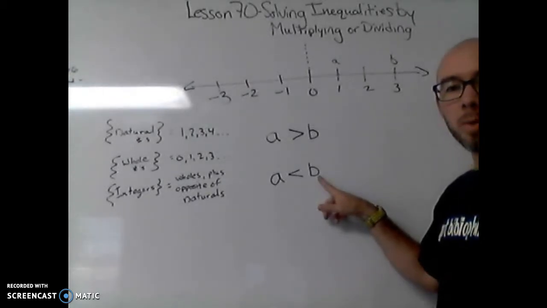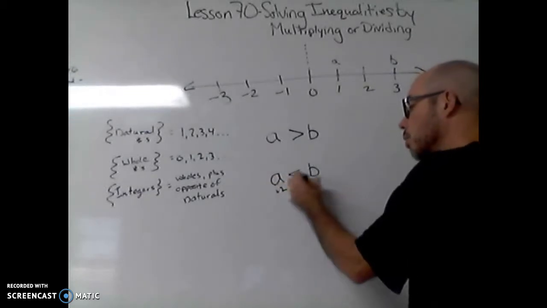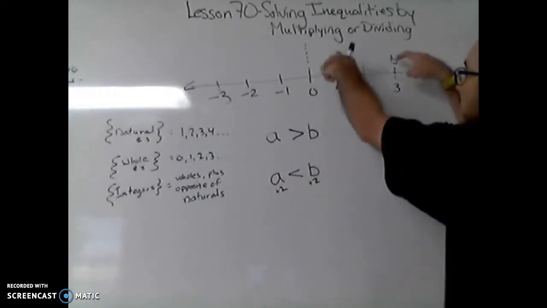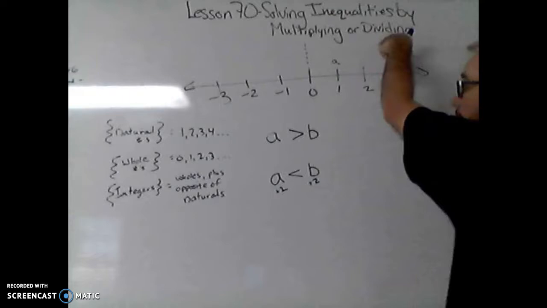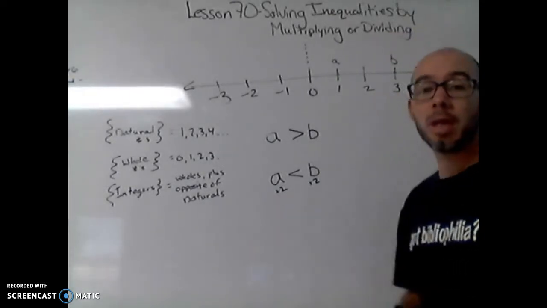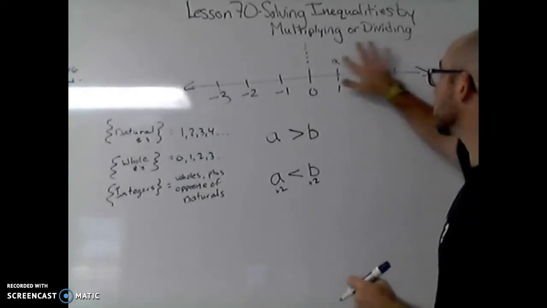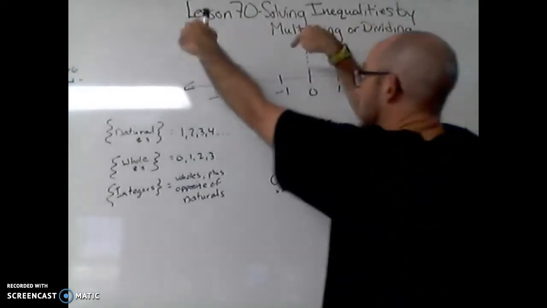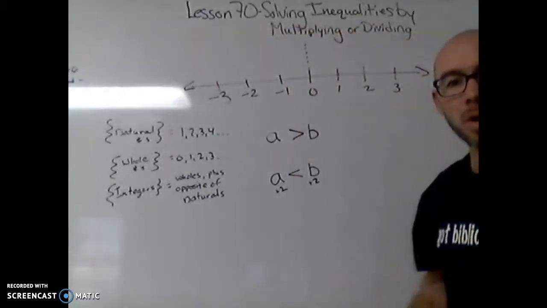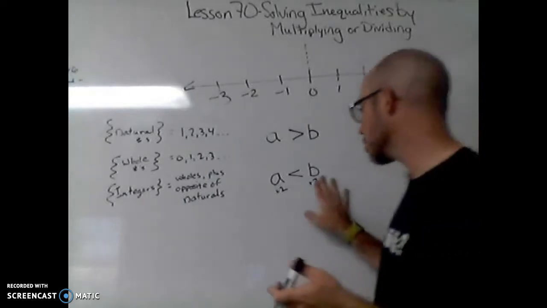We know then that in lesson 66, if we added 2 to each one, it would just move them 2 along our number line, and it would still be true that A is less than B. So adding and subtracting just picks these things up and moves them to the left or to the right, but it moves them both the same amount, and so that inequality is still true.